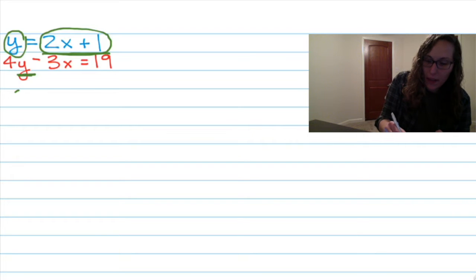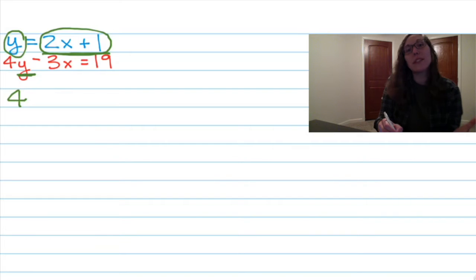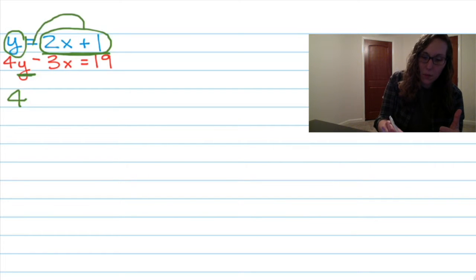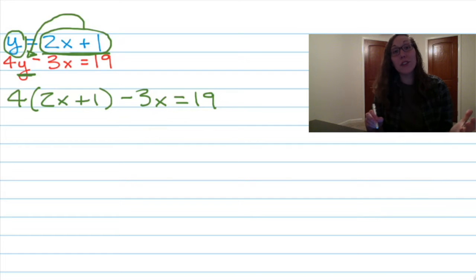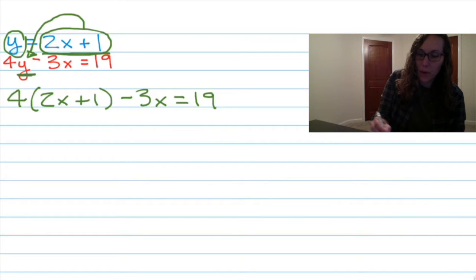So I'm going to rewrite this second equation, because anytime we substitute something in for a variable, even as we substitute 2x plus 1 in for y right here, it always has to go in parentheses to keep it safe. And then I'm going to copy down the rest of the equation. And now we're going to solve using our order of operations, which I know you guys are all familiar with.